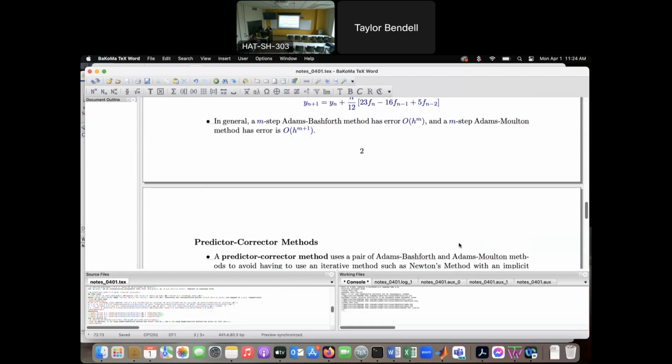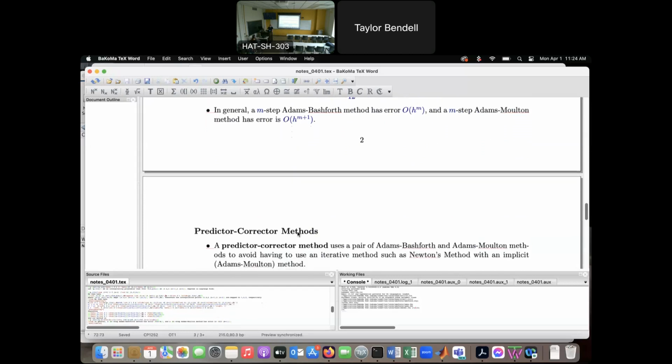Now, when you have an implicit method, and like I mentioned before, you can use iteration, like maybe use something like fixed-point iteration to carry out a time step, and you have a convenient initial guess. But it's also quite common to use implicit methods in a different way, using what's called a predictor-corrector method.